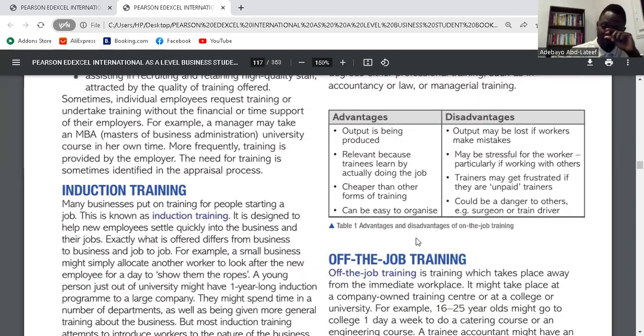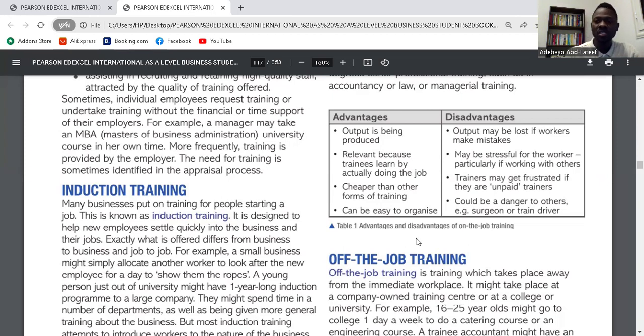What are the advantages of on-the-job training? One, output is produced. Because you are at work, you'll be producing. Though it might not be so much, at least you are doing something. Two, relevant because trainees learn by actually doing the job. It is relevant to what you will actually be doing. Cheaper than other forms of training. It is cheaper because you are using your workers to get the training done rather than using external bodies, firms or trainers. Can be easy to organize, because it's within your company, so you can coordinate it as soon as possible.